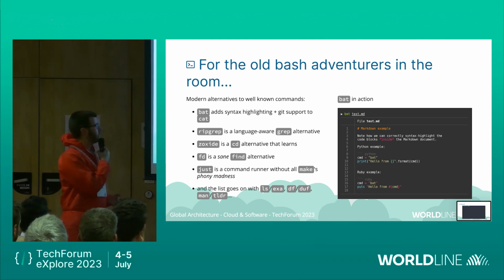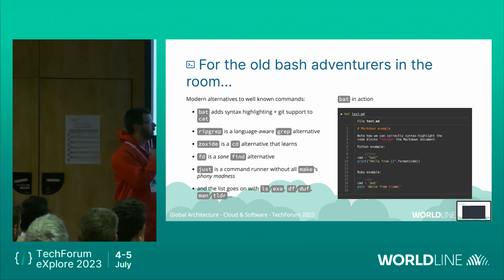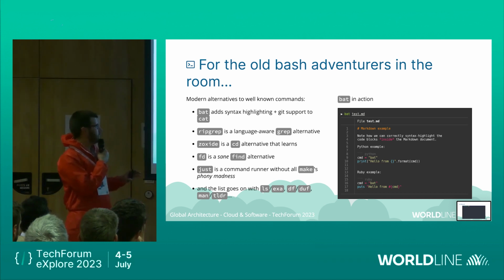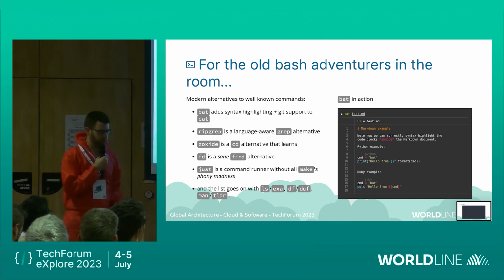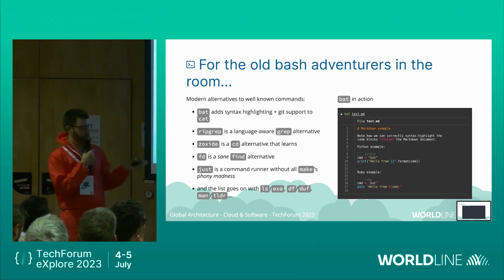So the first one is bat. Clearly, drop your cat. It's not useful. Use bat. It provides color. It provides line numbers. It auto-detects a language. So it's very interesting. You can replace grep with ripgrep. You have far more options, you have far more possibilities, so it's better.